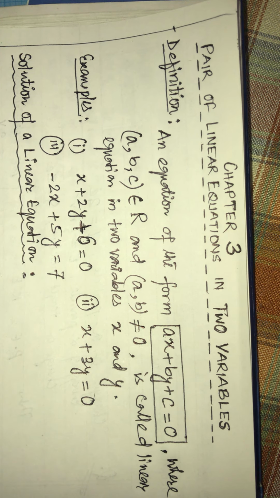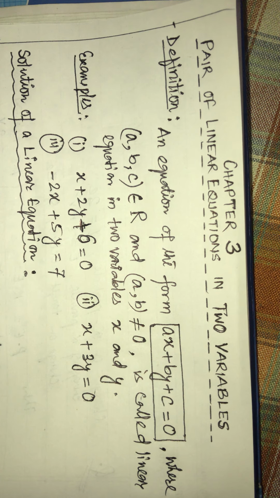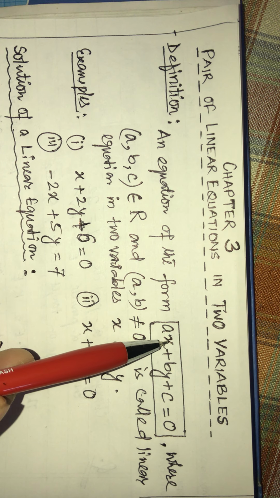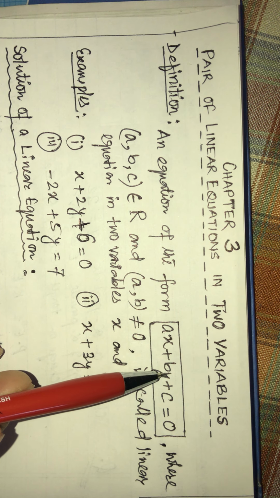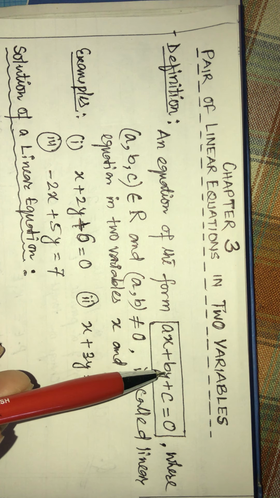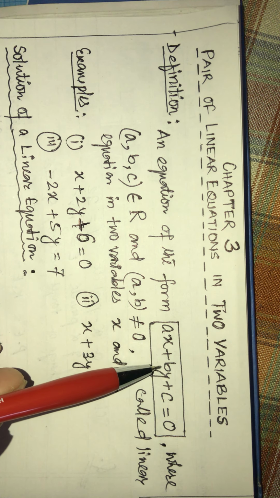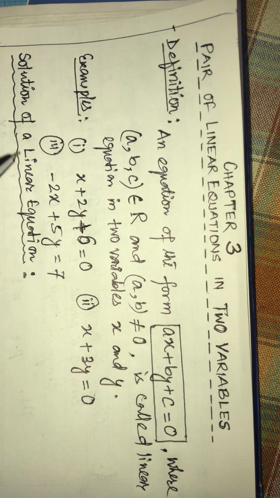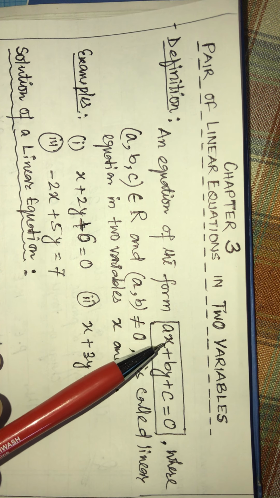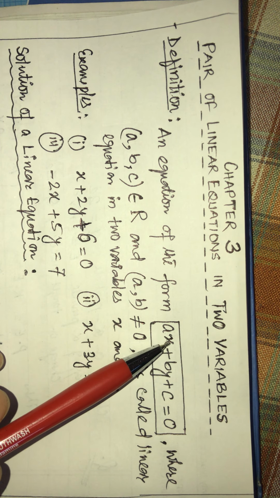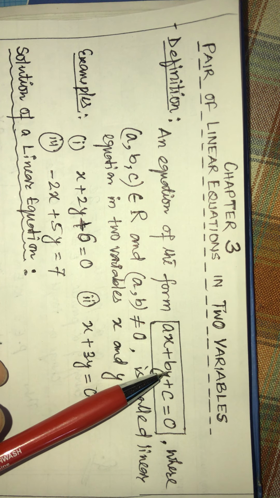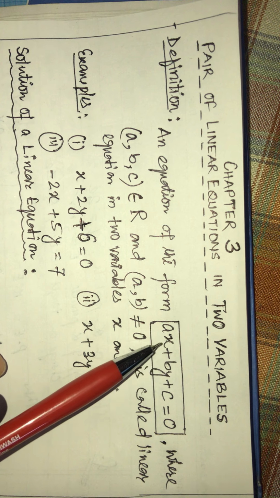So our aim, or curiosity, is that we must know the value of x and y. The values of x and y which we will find here are called the solution of the linear equation. Okay, solution means such values, such real numbers, which you substitute in x and y. This is how we define the solution of a linear equation.